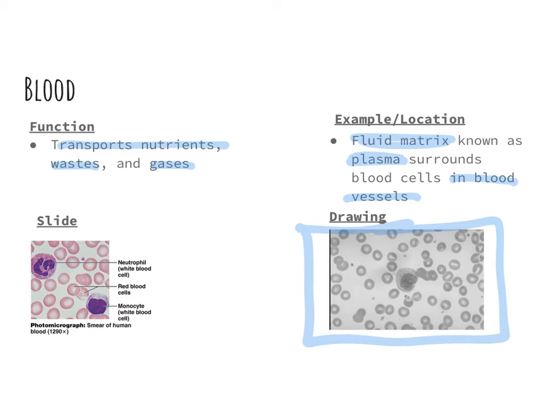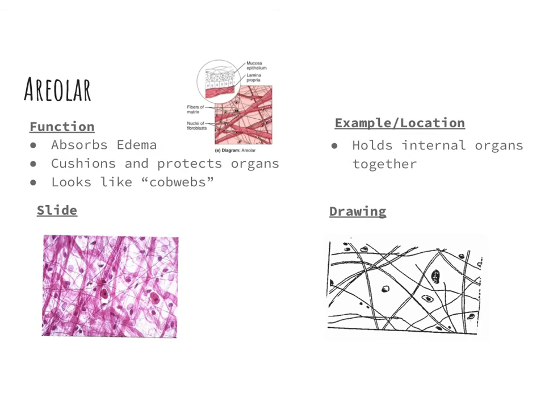Okay, if we were to look at blood under a microscope, this is what we would see. Usually you just see a bunch of little red blood cells. Occasionally you might get a white blood cell in there as well, but that's what it looks like under a microscope.